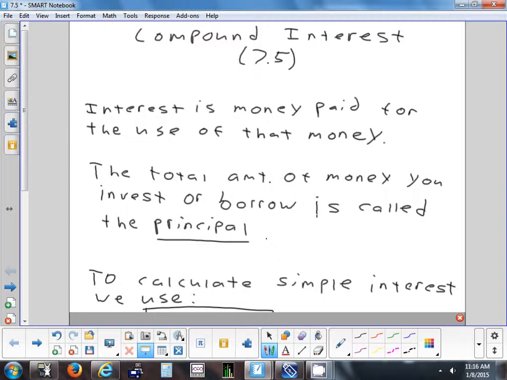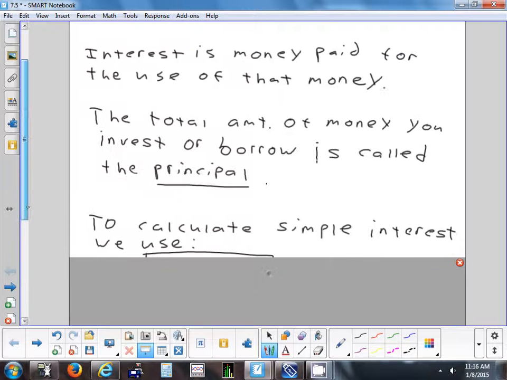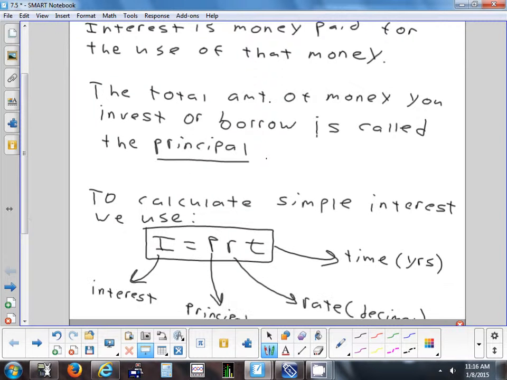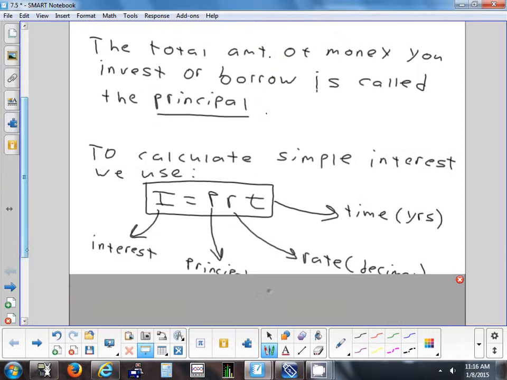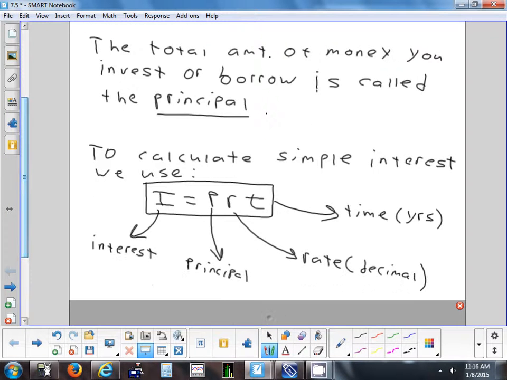Well, there's different ways we can calculate interest. So we're going to start off with the simple interest formula. Now I'm going to tell you right up front, this is not the formula that a bank would use. But it's a good way to start and look at the basic idea, and then I'll show you the one that they really do use. So the formula is I equals PRT: interest equals principal times rate times time.